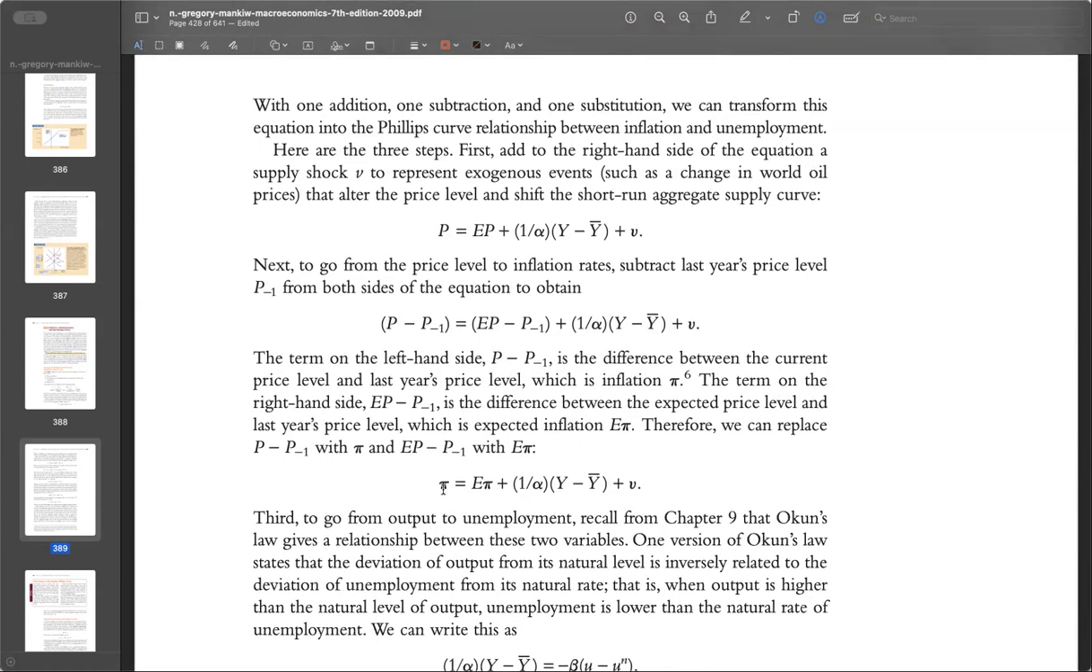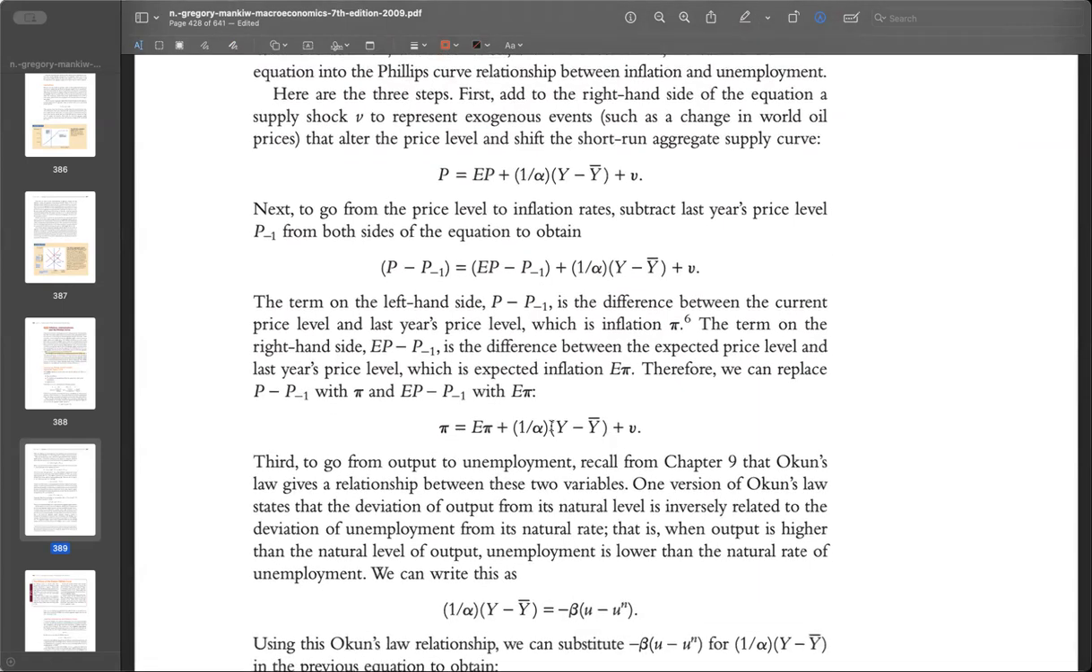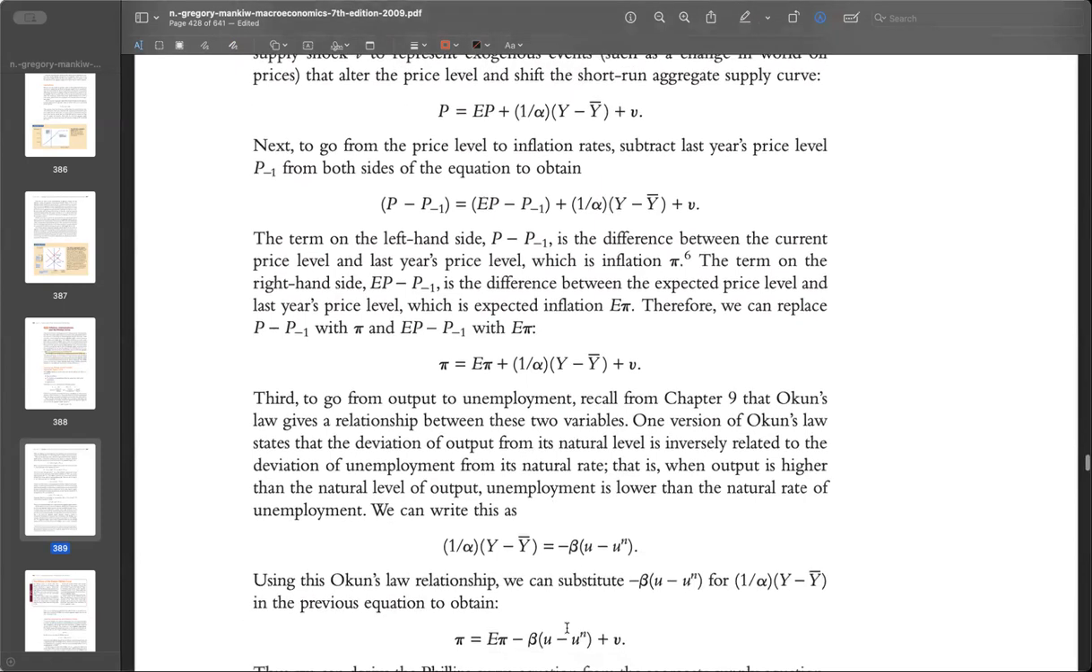And you end up with this one. Pi is a function of expected inflation plus the change in output relative to the natural level plus the supply shock. You can go from this change in y to y bar to its relationship with unemployment, because the higher the output is relative to y bar, the lower the unemployment is. And that's why there's a negative relationship between y minus y bar and u minus u natural. The y bar is the natural rate of output, and u natural is the natural rate of unemployment.